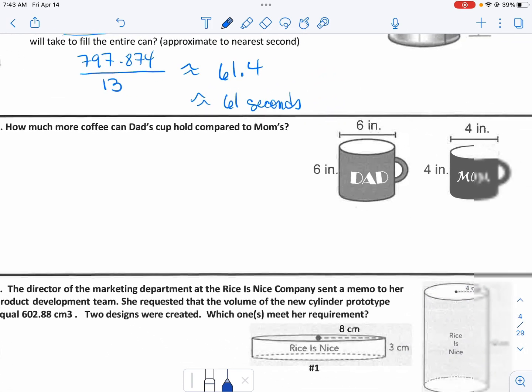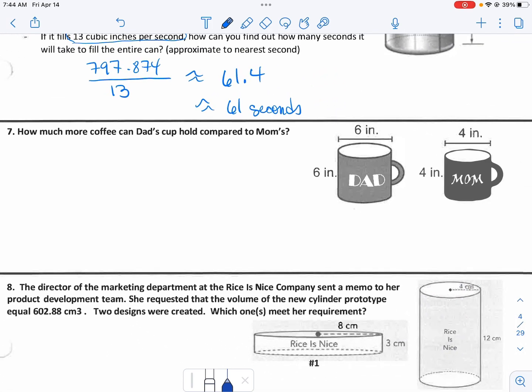So how much more does Dad's cup hold than Mom's? So we have to find the volume for both Mom and Dad's. So Dad, we have the volume equals, now this is the diameter. I need the radius. So radius is half of that. So pi 3 squared times 6. So that's going to get me 9 times 6 pi. So that's going to get me 54 pi inches cubed.